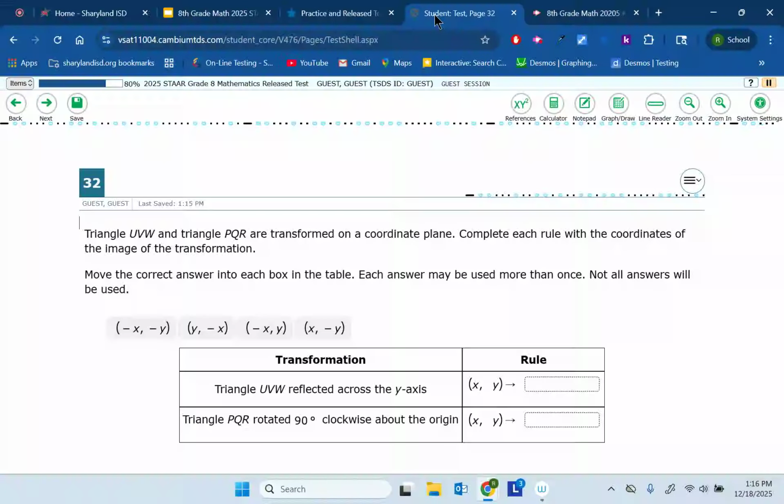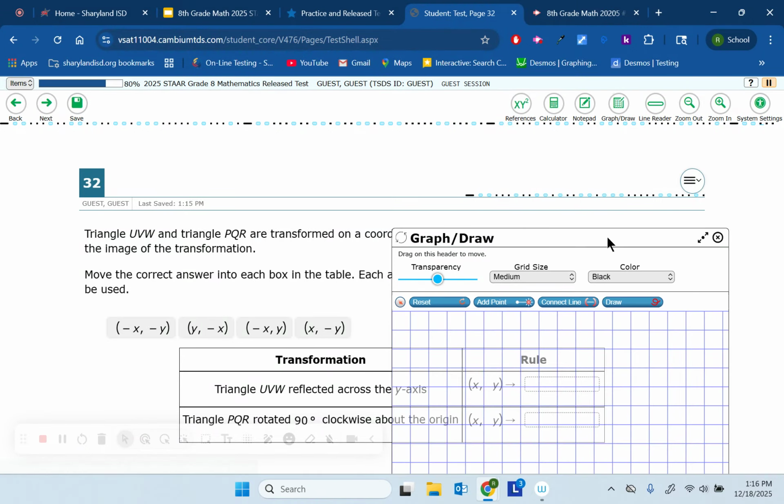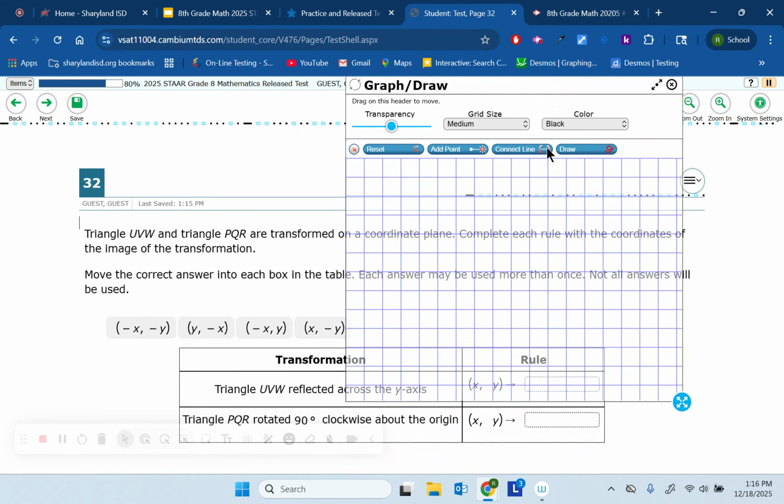Okay, so for number 32, interesting problems. I've gone over transformations a lot, so I'm going to see how I do on this one. I'm going to give myself an x-y coordinate plane like this. The first one is asking me to reflect UVW across the y-axis.